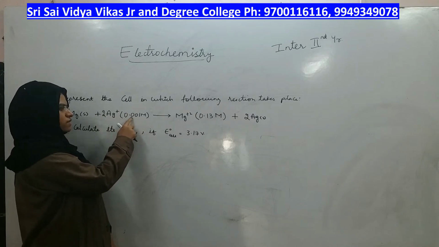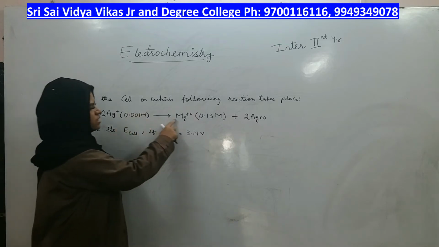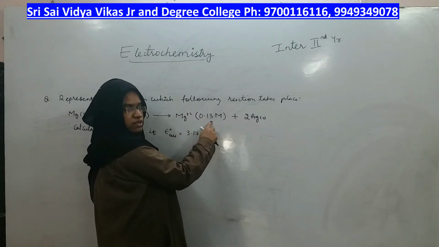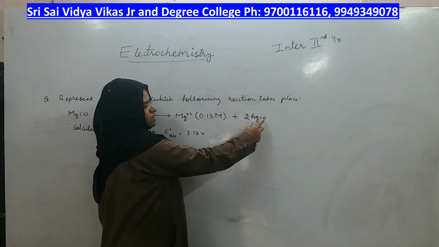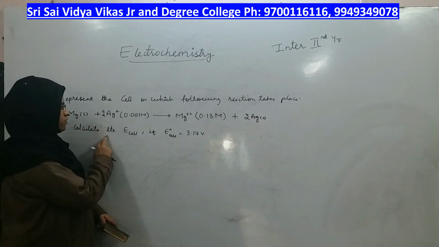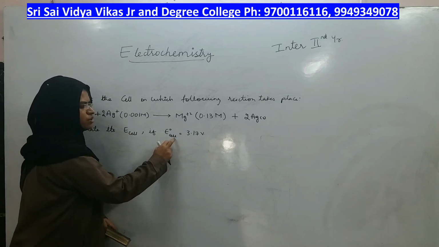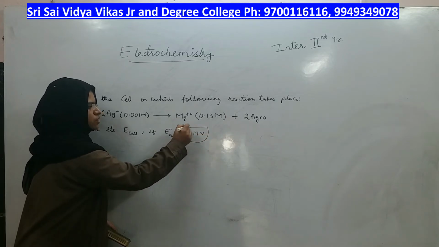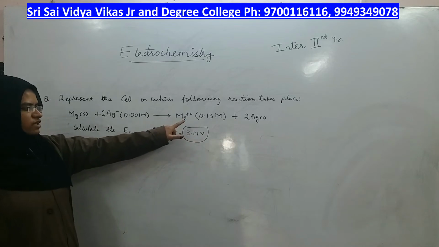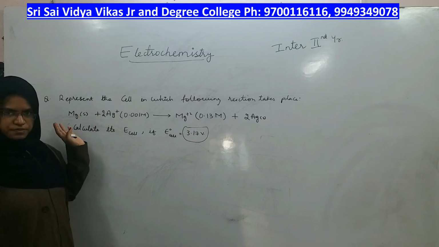What is the concentration of silver ion? 0.01 molar, already given or not, is getting converted into magnesium 2+ ion. Its concentration is 0.13 molar along with silver solid, which means pure, right. So now calculate its cell potential if the standard cell potential value is this much. They have given you the standard cell potential, they have given you concentrations of reactants and products, right.